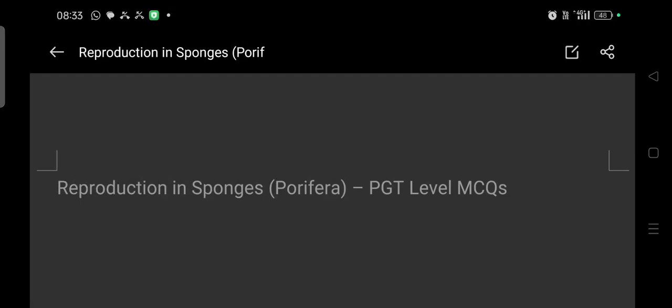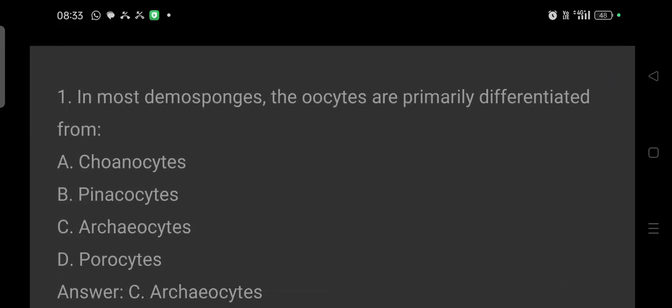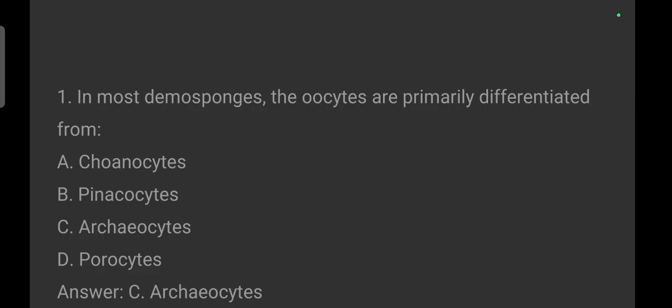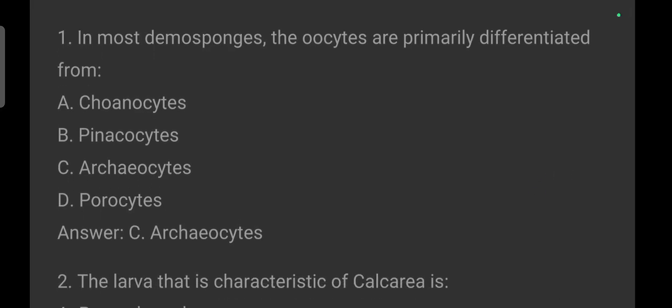Hi, let's discuss some questions on reproduction in sponges, which will be beneficial for PGT level, TGT level and many other teaching level exams related to life science. The first question: in most desmosponges the oocytes are primarily differentiated from which cell? Option A choanocyte, pinacocyte, archaeocyte, porocyte.